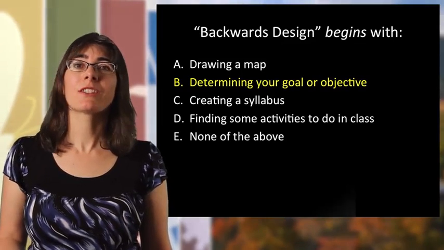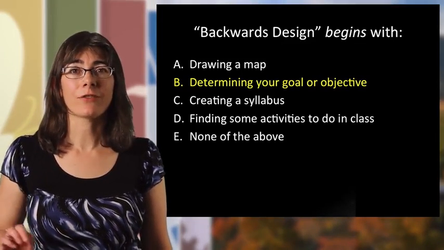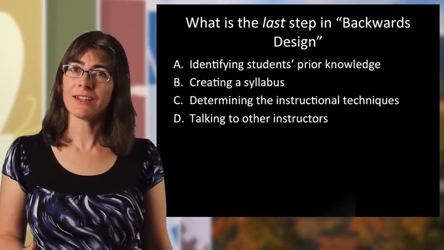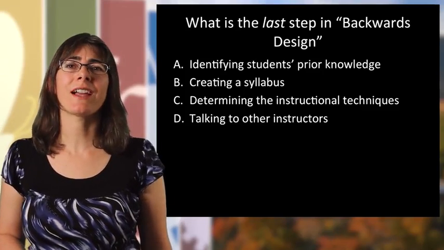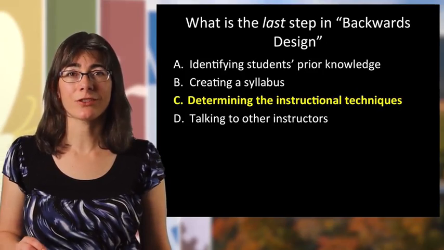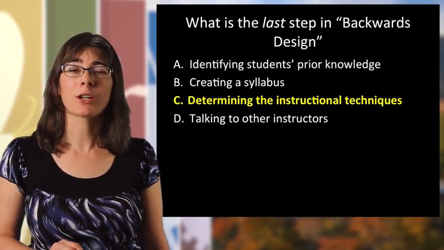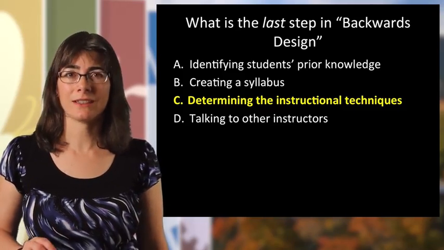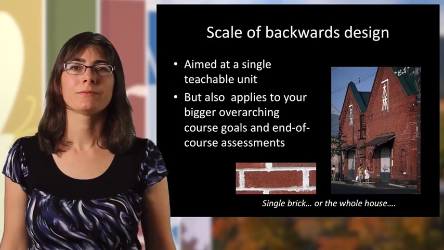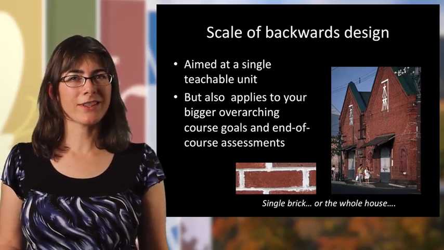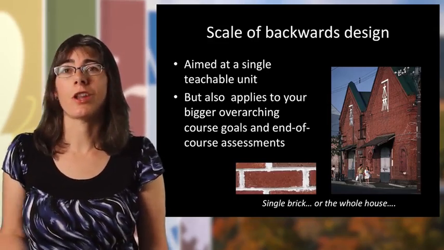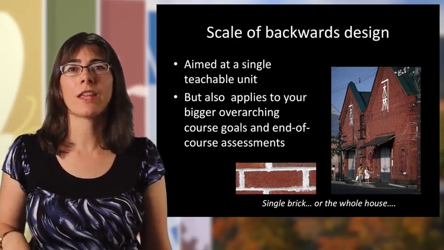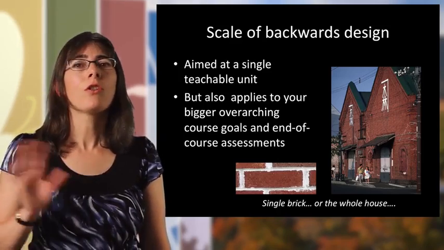Backwards design begins with determining your goal or objective. That's our first step. Now, what does backwards design end with? What's the last step? The last step in instructional design is determining what instructional techniques you'll use. You first determine your objectives and your assessments, and then the very last thing is how you're going to teach it. We usually talk about backwards design as applying to a single teachable unit, like a unit on photosynthesis or Newton's first law. But it can also apply to your lesson for that particular day, which is smaller scale, or to the course as a whole.